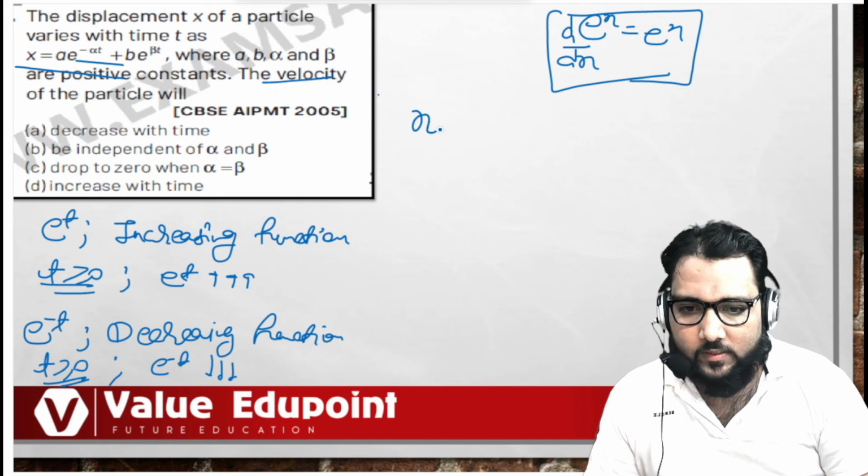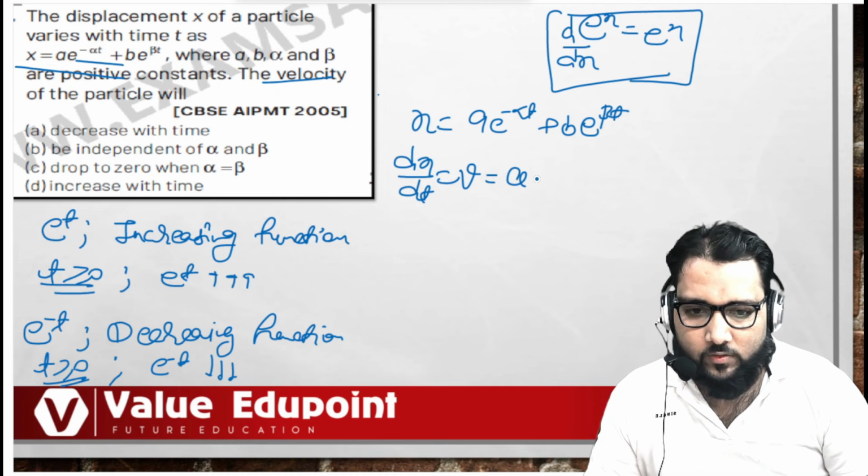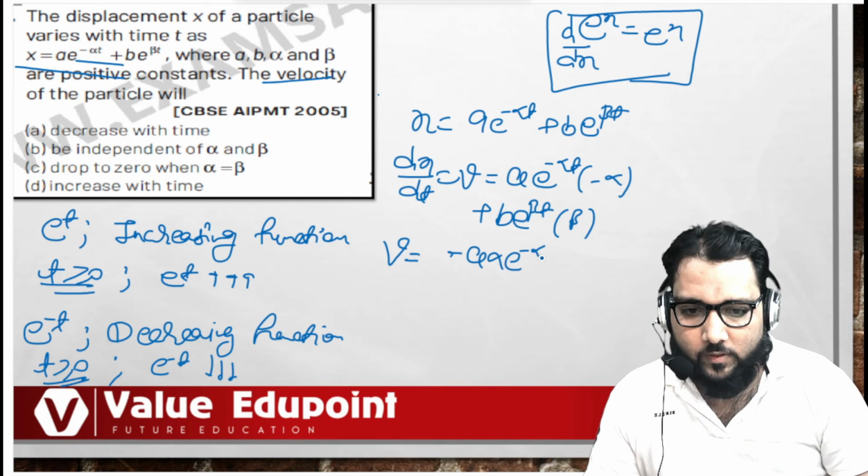So now x is given in terms of time: a e raised to power minus alpha t plus b e raised to power beta t. When you differentiate, this will give the velocity. The differentiation will come out to be minus a alpha e raised to power minus alpha t, plus b beta e raised to power beta t. So the velocity is minus a alpha e raised to power minus alpha t plus b beta e raised to power beta t.